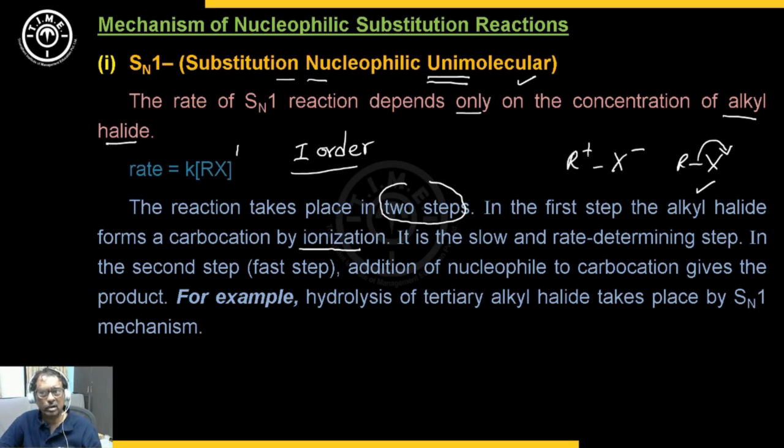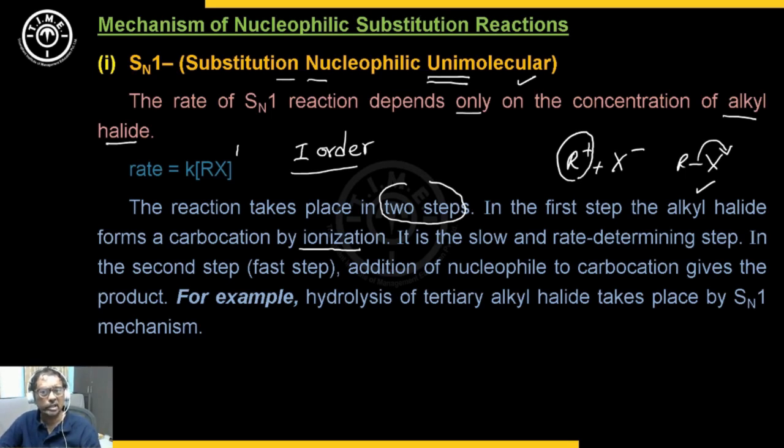So, X minus is coming out first. R plus, if it is stable, will be formed easily. So, this SN1 mechanism happens only when the carbocation is stable. Keep that in mind.